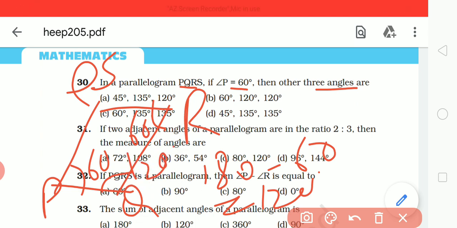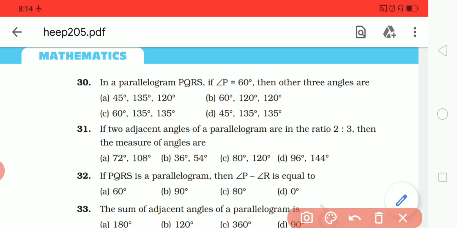Q is 120 degrees, then S is also 120 degrees because opposite angles of the parallelogram are equal. So these are 60, 120, 60 and 120. So let us check which option is showing you the same thing. 60, 120 and 120, right? B option.